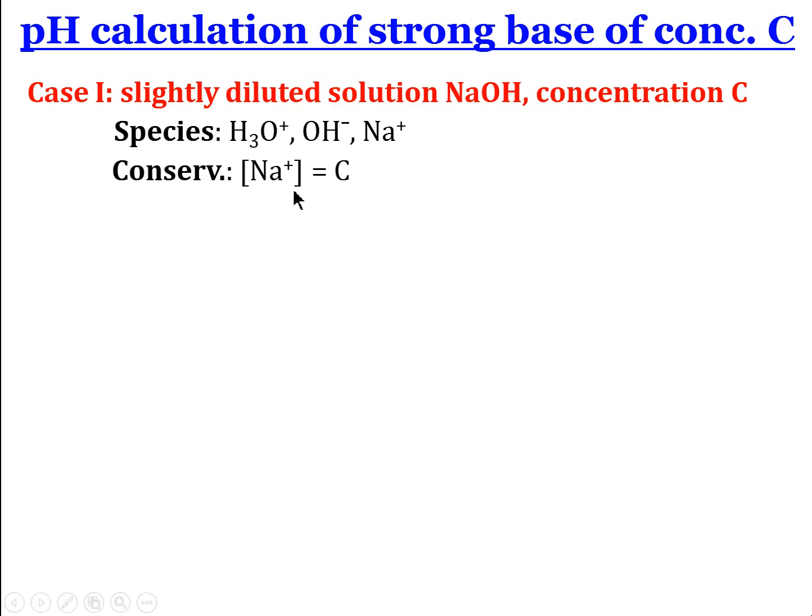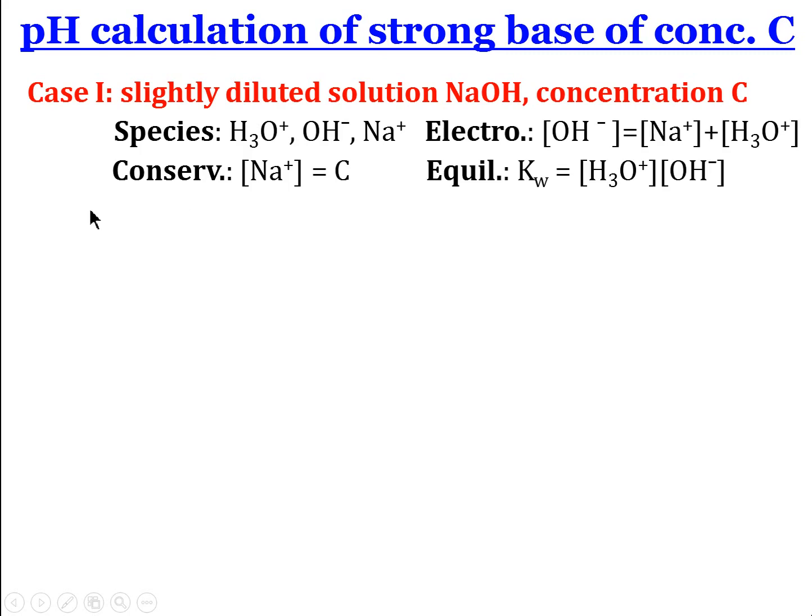The conservation of species: Na plus has one source, which is the decomposition of NaOH, so Na plus is equal to C. OH minus has two sources, OH minus from NaOH and OH minus from the autoionization of water. H3O plus has one source, which is the autoionization of water. The electroneutrality principle: the equivalent charge of the negative equals the equivalent charge of the positive. So OH minus concentration equal Na plus plus H3O plus, and the equilibrium constant expression is Kw.